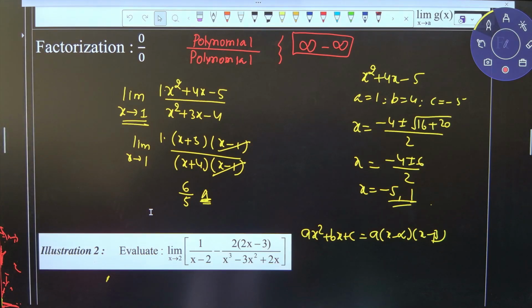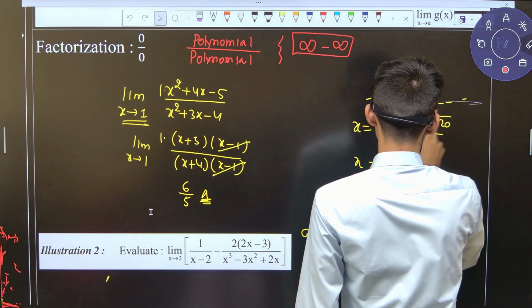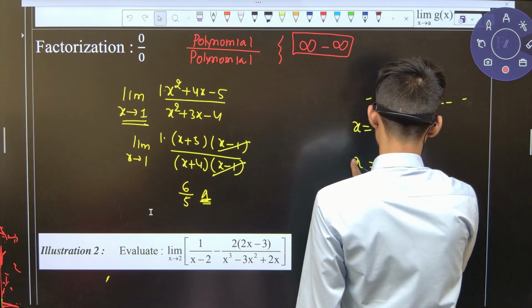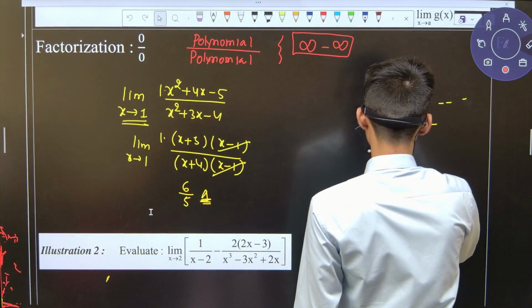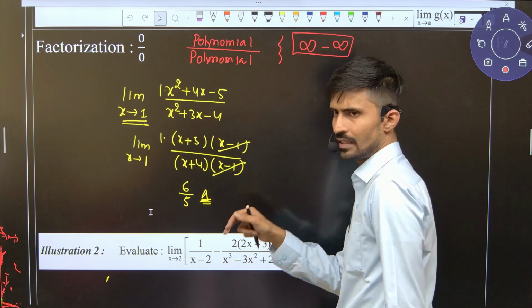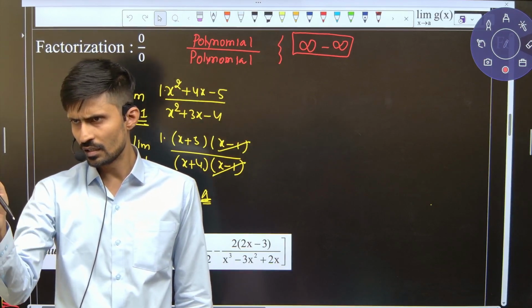If you have any doubt, see the solution, and if you have any doubt, tell me. Now suppose someone is saying, sir, this thing I cannot do. Maybe some student will have this doubt, that this factorization part is tough for me, I cannot do it. So I am telling you another way. Do you know algebraic division?